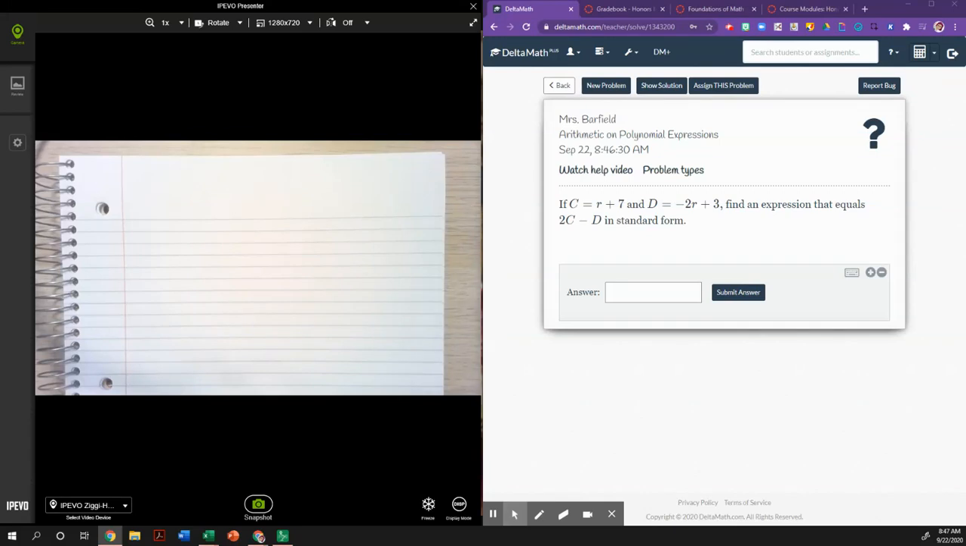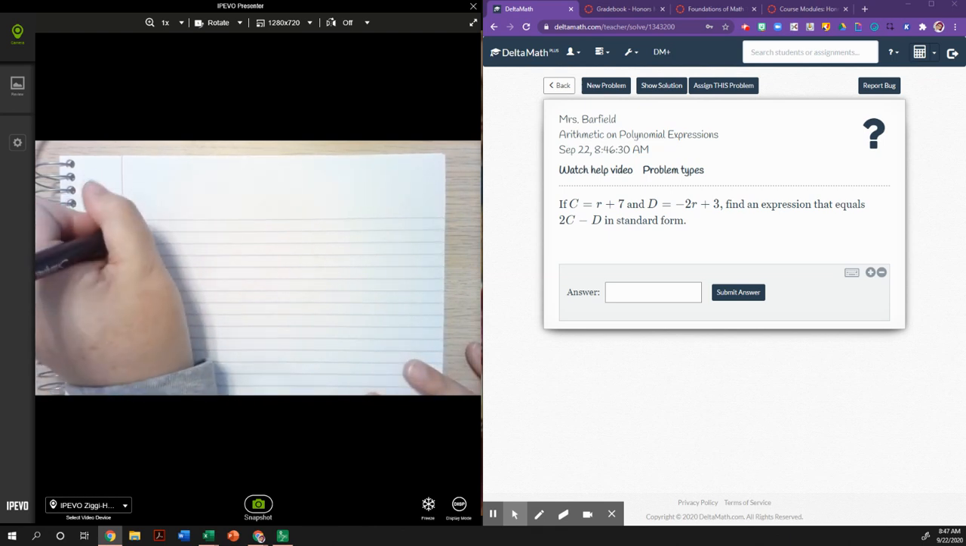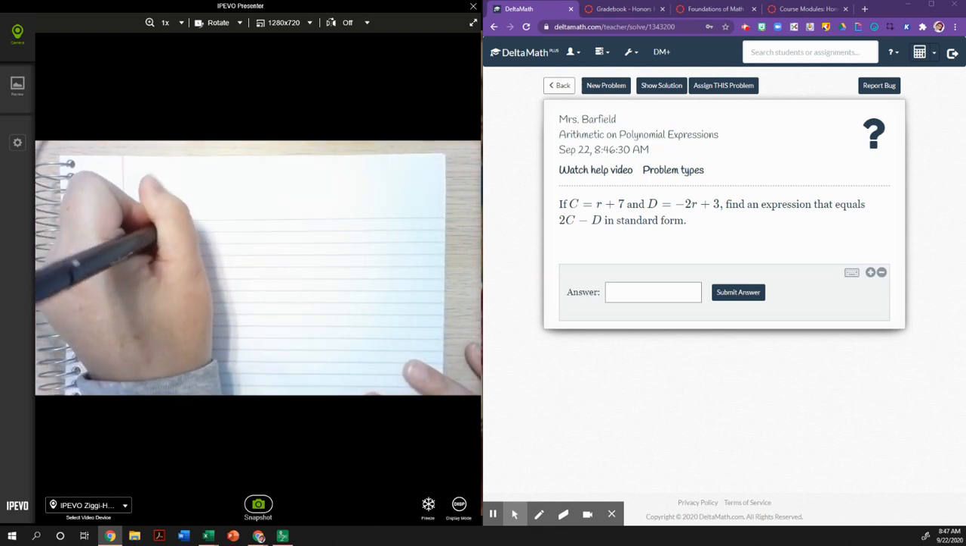All right, welcome back. So we're going to continue on working with polynomial expressions. It says if c equals r plus 7 and d equals negative 2r plus 3, find an expression that equals 2c minus d in standard form. Okay. All right. So first thing, let me tell you what standard form is.